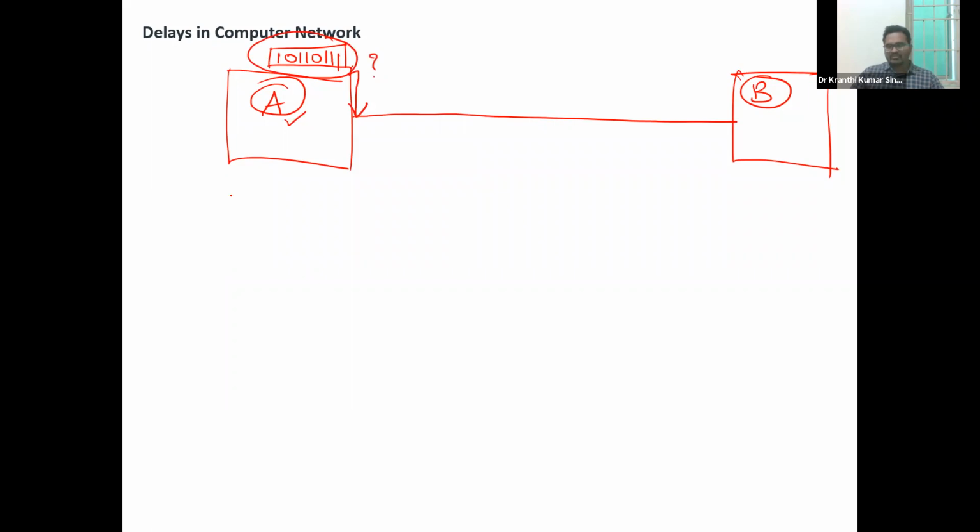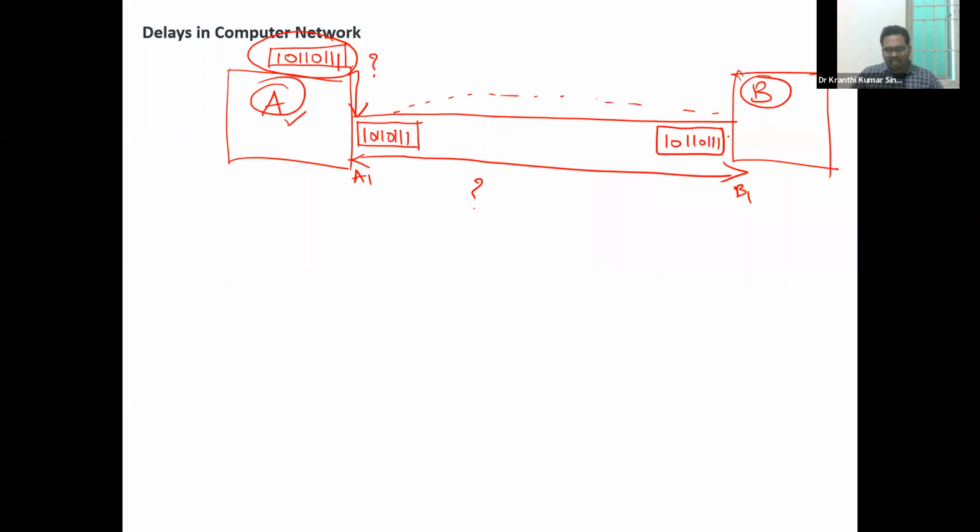What is that time? And once device A places all of this packet into the medium, how much time will it take to transmit this packet from the A end to the B end? After some time, the packet successfully reaches the other end. How much time will it take to be processed by B? What is that time?